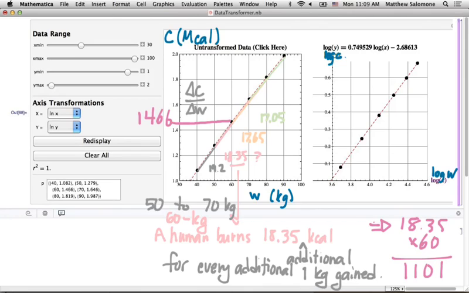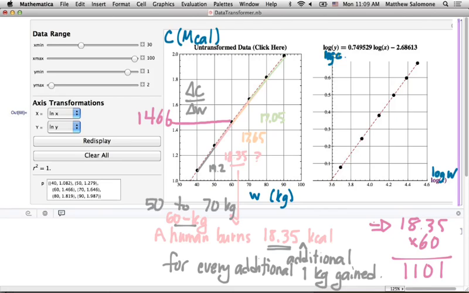So if my mass is 60 kilograms, it's not. I don't think it ever was, since I was probably 9. But if my mass were 60 kilograms, and I gain a kilogram, so I put on a kilogram of weight, that means that my body is now going to burn 18.35 more calories per day, if I start at 60 kilograms. So remember, a slope is a statement about change. It's a statement about additional, rather than a statement about absolute numbers.